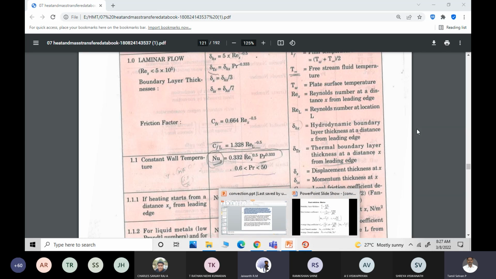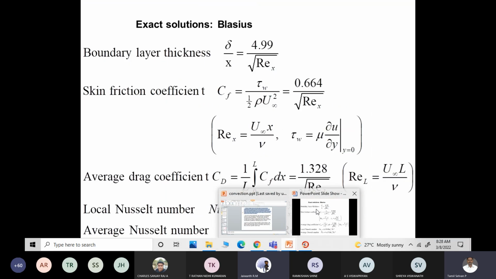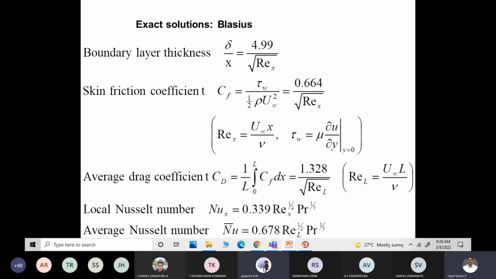On this particular page you can see the local Nusselt number is 0.339 Reynolds number to the power half, Prandtl number to the power 1 by 3. All these solutions were given by Blasius. Similarly, he also gave the skin friction coefficient, tau w divided by half rho U infinity squared, which equals 0.664 divided by the square root of the Reynolds number up to the distance x.